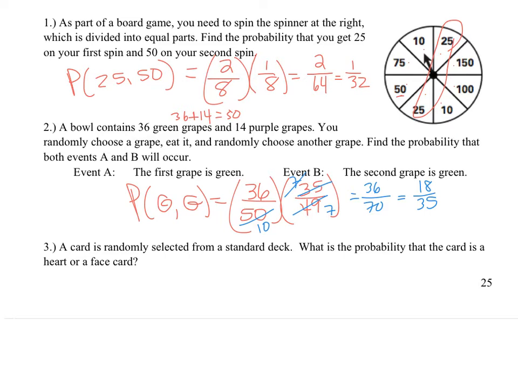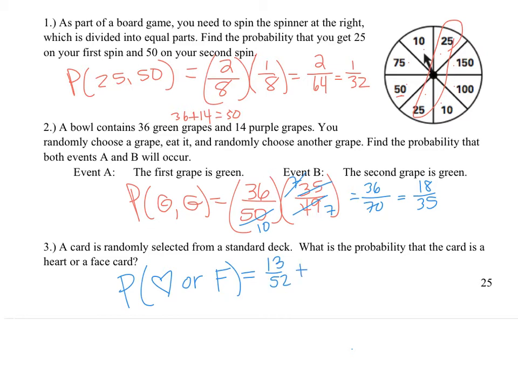Example 3. A card is randomly selected from a standard deck. What is the probability that the card is a heart or a face card? Well, the probability of choosing a heart. Heart is one of the 4 suits of the deck, so it's a fourth of the deck, so that's 13 out of 52. Plus the probability of a face card.